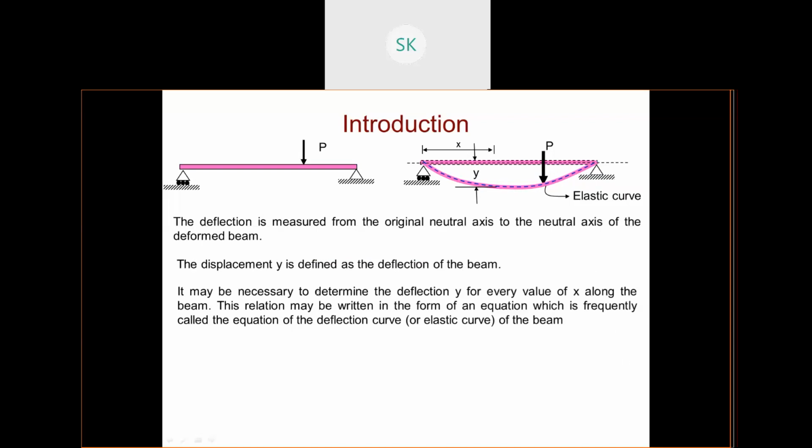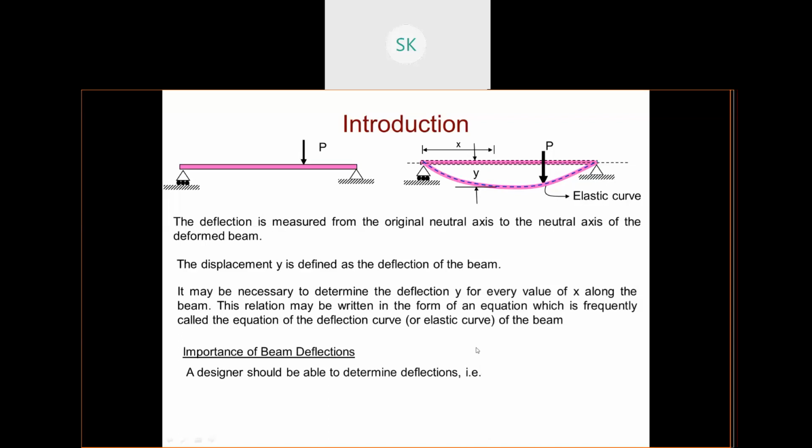It may be necessary to determine the deflection y for every value of x. As I have discussed, you need to find the deflection at x equal to 1, x equal to 5, any value along the beam. The relation may be written in the form of an equation, which is frequently called the equation of deflection curve. We'll see an equation for this curve. This curve will have an equation, also known as the equation of the deflection curve, or this curve is also known as the elastic curve of the beam.